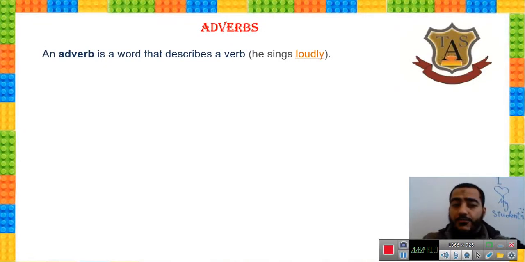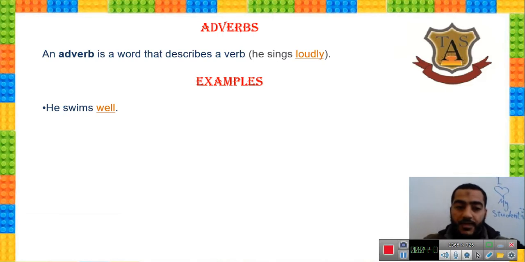We said that an adverb is a word that describes a verb. He sings loudly. So the word loudly describes the singing, when singing is an action or verb. Examples. He swims well. Notice here, well is the adverb of good. Okay? Good becomes well, and this is irregular.